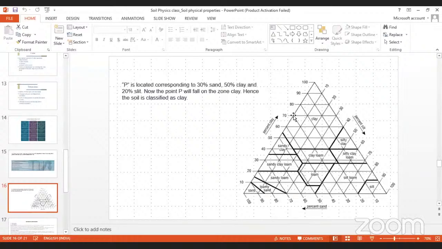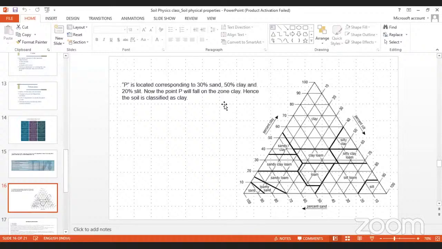Then you have to determine the clay percentage. You can see where clay is. Clay is in this direction. So clay is 50%. You can see here. And anti-clockwise is the sand line. So you have to draw a line from 50 parallel to sand. That is this line.